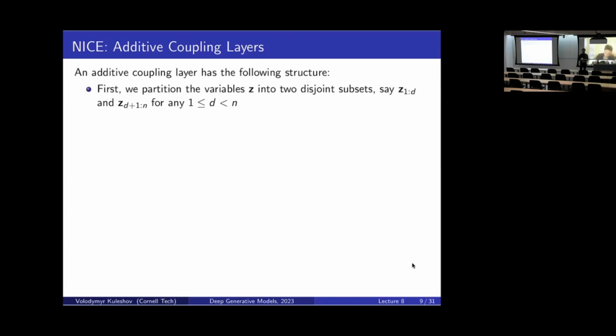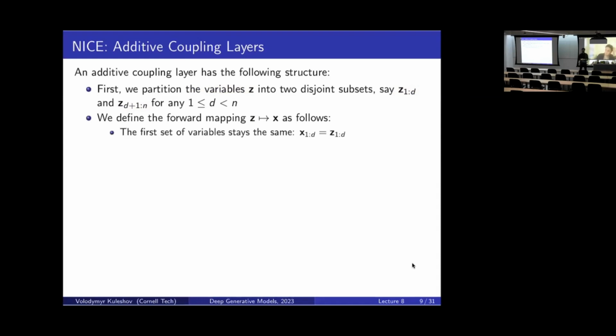It starts by partitioning the input variables. So this layer has some input variables z. They're going to be transformed into an output variable x. And it starts by partitioning the z into two disjoint subsets, which can actually be any subsets, but just for the sake of this explanation, I'm going to say that the first d components are going to be the first subset, and the remaining n minus d components are going to be the second subset. But you can choose an arbitrary subset. So we partition z into two subsets, and then we define the forward mapping z to x as follows.